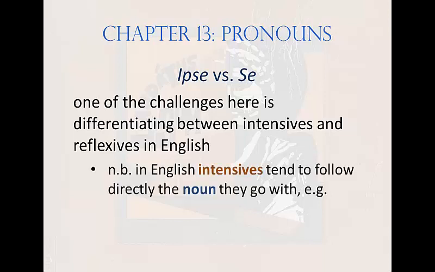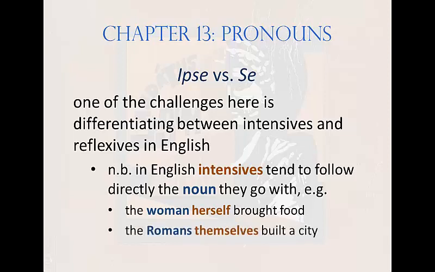In English, intensives tend to follow directly the word they go with. So, for example, the woman herself brought food, or the Romans themselves built a city. In both examples, the intensive forms herself and themselves denote that the woman and the Romans did these actions in person. Note also that in both sentences, the self form follows directly the noun it intensifies.